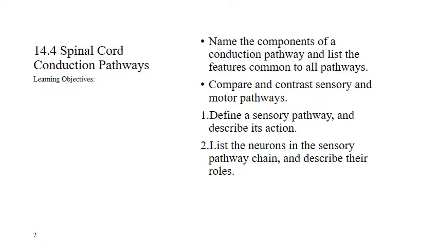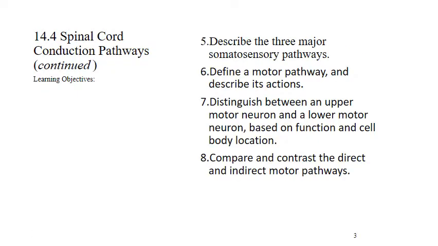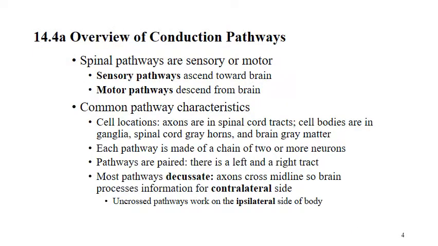Define a sensory pathway and describe its action. List the neurons in the sensory pathway chain and describe their different roles. Describe the three major somatosensory pathways. Define a motor pathway and describe its actions. Distinguish between an upper motor neuron and a lower motor neuron based on function and cell body location. And lastly, compare and contrast the direct and indirect motor pathways.